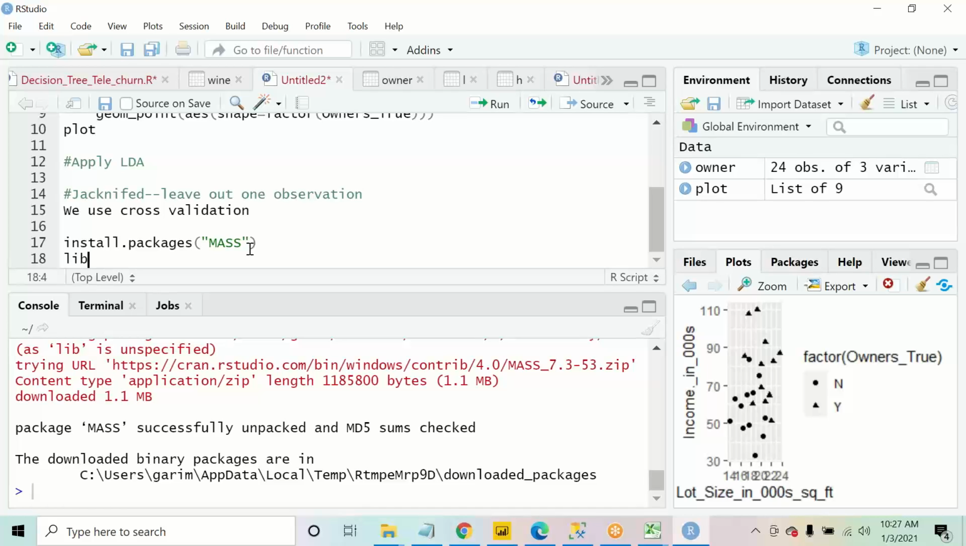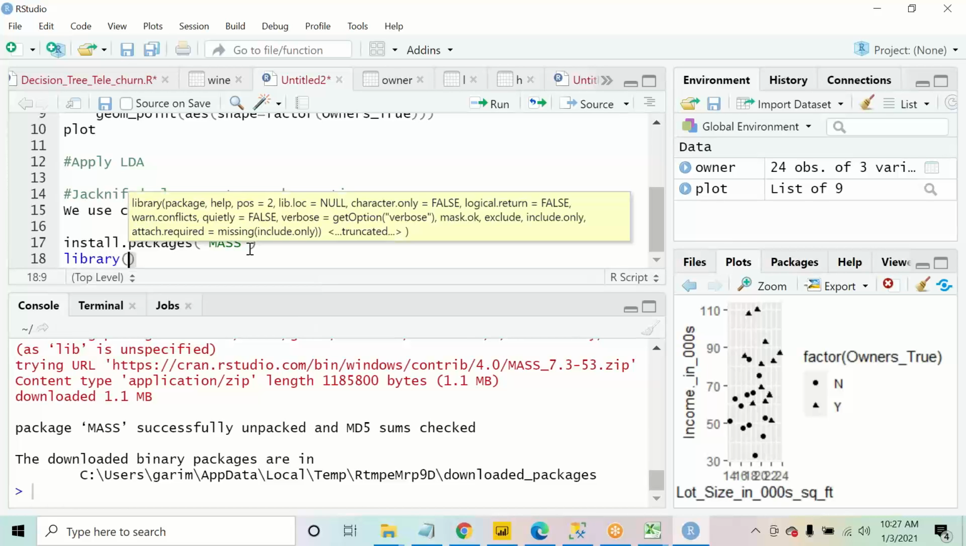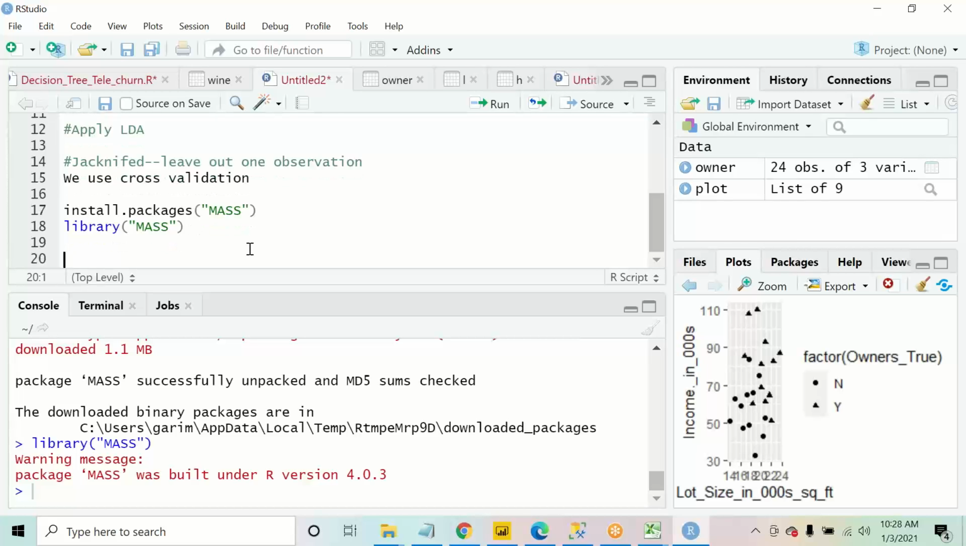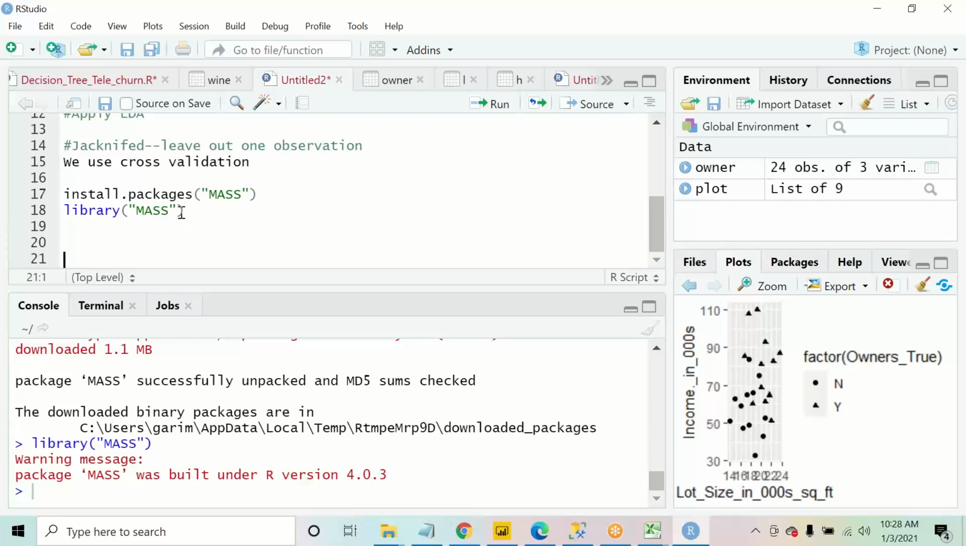Okay, once you install this package, you have to put this into the library. The package name is MASS. Okay, so please all of you do this. I'll just share this code also on the chat.